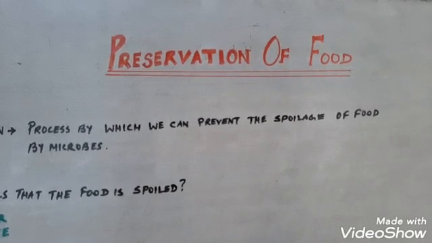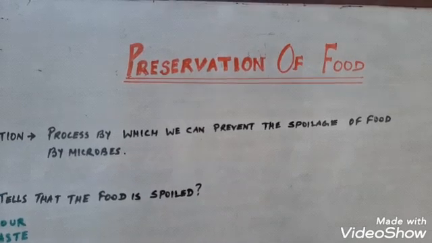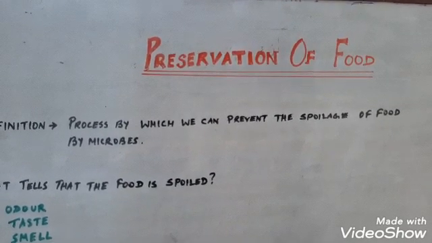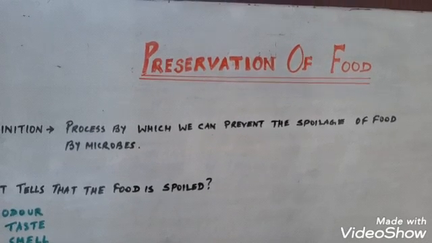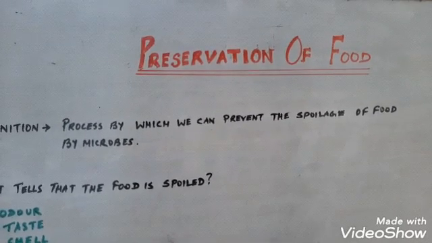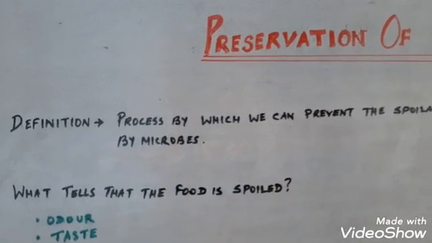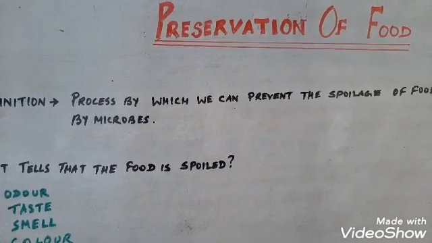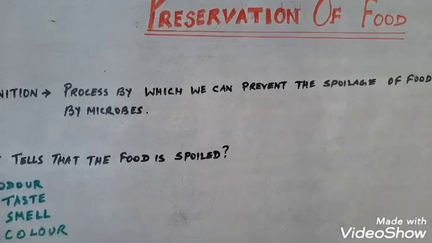This topic encompasses preservation of food. In this topic I am going to tell you the ways of preservation of food as well as about nitrogen fixation. So first let me tell you the definition of preservation. Preservation is the process by which we can prevent the spoilage of food by microbes.